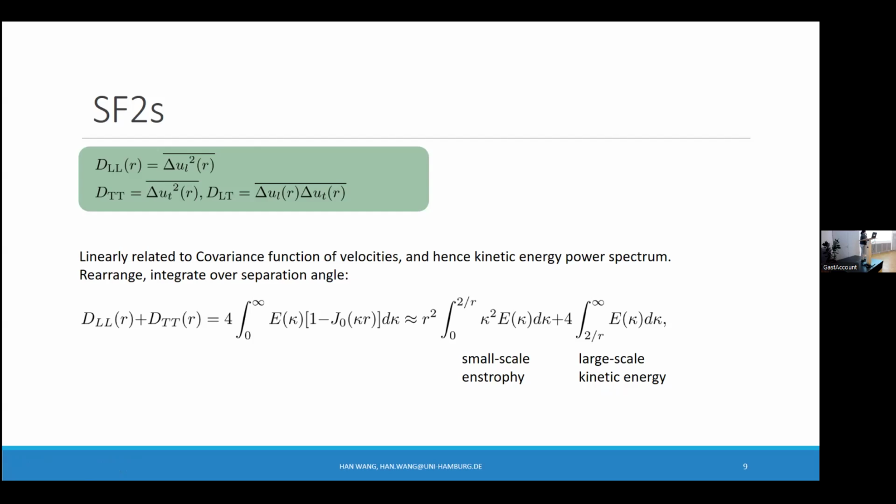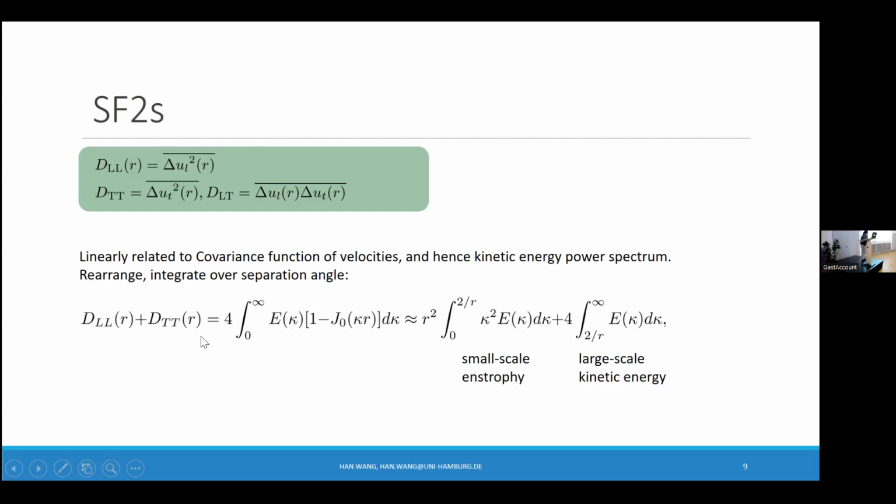And because it's related to the spatial covariance functions, it's also related to the wave number power spectrum of velocities. So you can work out the relation between the second-order structure function and the kinetic energy power spectrum. This E(k) here, I define as the power spectral density per wave number. So if you integrate E(k) over all k, you get the kinetic energy averaged over the domain.